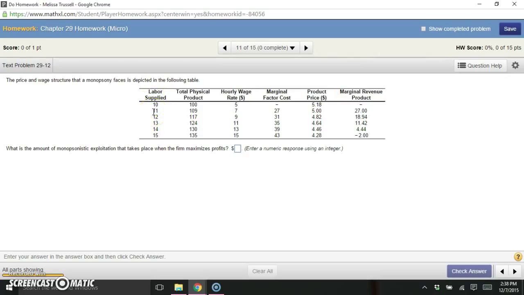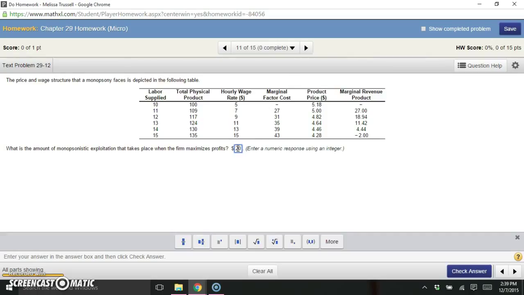The question is not how many workers they'll hire, though. The question is, what is the amount of monopsonistic exploitation that takes place? Remember, monopsonistic exploitation is when the wage rate is lower than the marginal revenue product. And the amount of that exploitation is just the difference between the marginal revenue product and the wage rate. So when they hire 11 workers, that 11th worker brings into the company an additional $27. But they're only paying that 11th worker $7. So the monopsonistic exploitation is the difference between that $27 the worker gives the company and the $7 the company gives back to the worker. It's a $20 difference. So the exploitation is in an amount of $20.